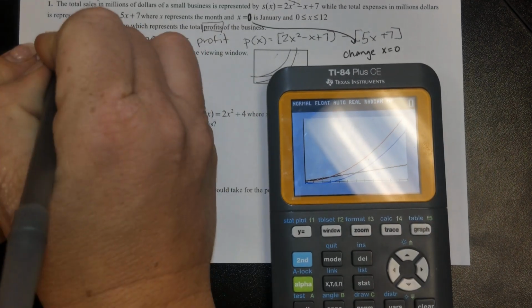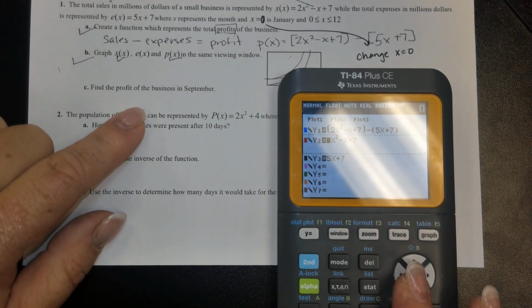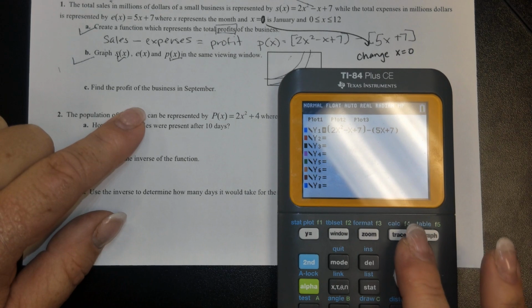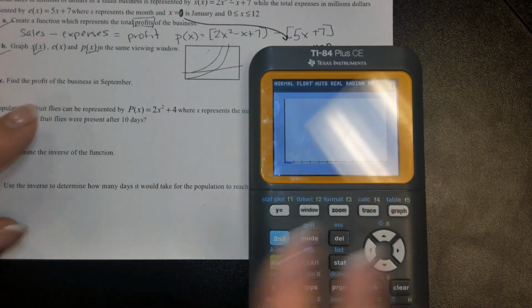Okay, so I've taken care of creating the equation and of graphing all three. Let's now find the profit. Go back up here, and I want you to erase the second and the third line so that we only have on here the profit. We only have the profit.